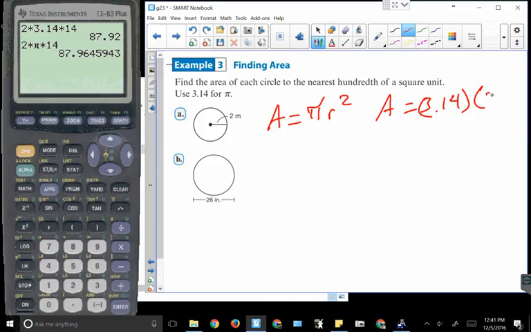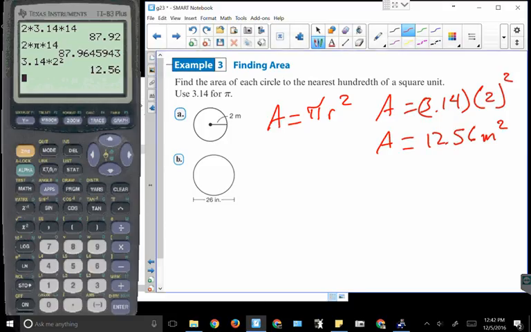multiplied by 2 squared. So 3.14 multiplied by 2 squared. That was easy enough, right? So the area here is equal to 12.56 square meters, so it would be meters squared. Remember, we've got area here, we need to make sure that we label it appropriately. What about B?